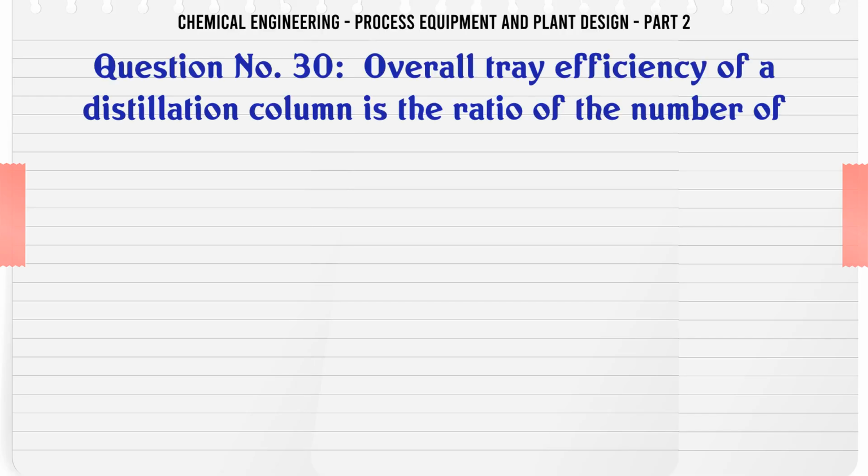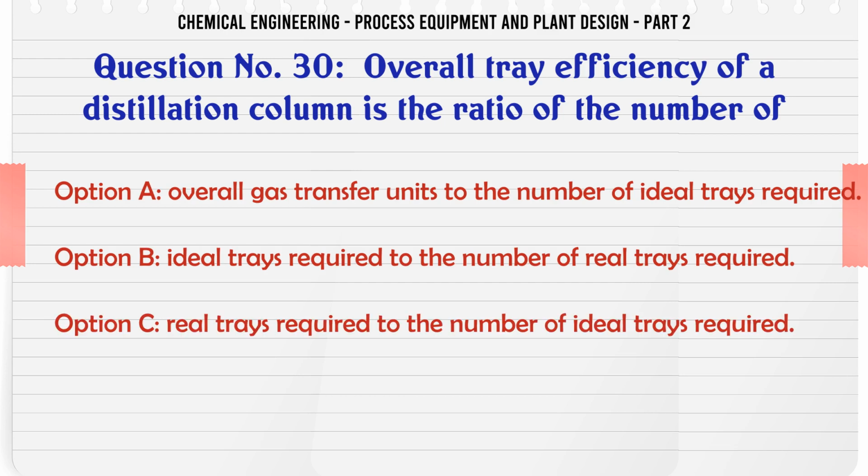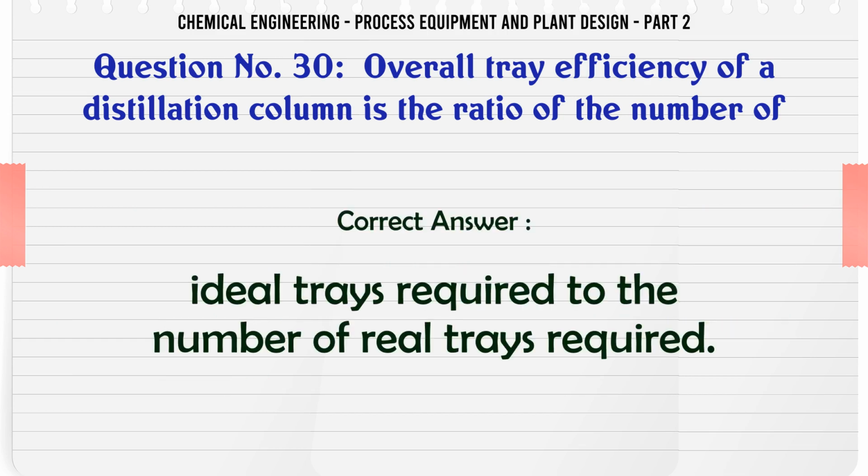Overall tray efficiency of a distillation column is the ratio of the number of A. overall gas transfer units to the number of ideal trays required, B. ideal trays required to the number of real trays required, C. real trays required to the number of ideal trays required, D. none of these. The correct answer is ideal trays required to the number of real trays required.